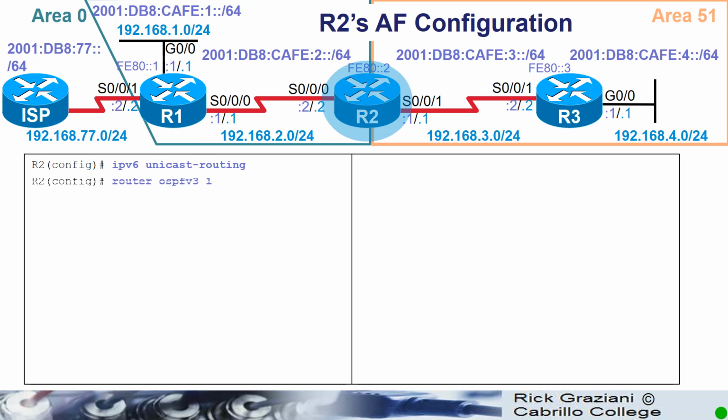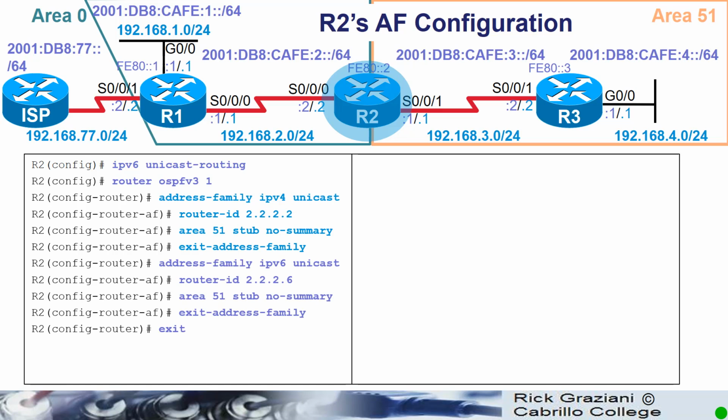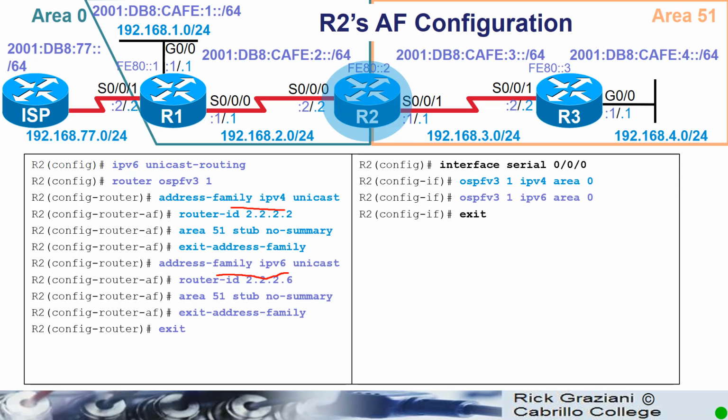On R2, again, same thing. Make sure that we're also making sure that it's a stub network. Address families for IPv4, address families for IPv6. Again, the router ID, the appropriate stub, and that's our basic configuration for R2. We have to make sure to do the appropriate interfaces, all three of them.